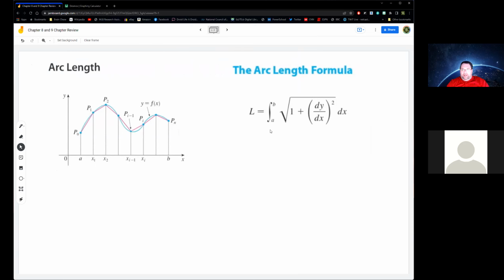All right, so there's the arc length formula. It's the integral from a to b of the square root of 1 plus the derivative of y squared, dx.